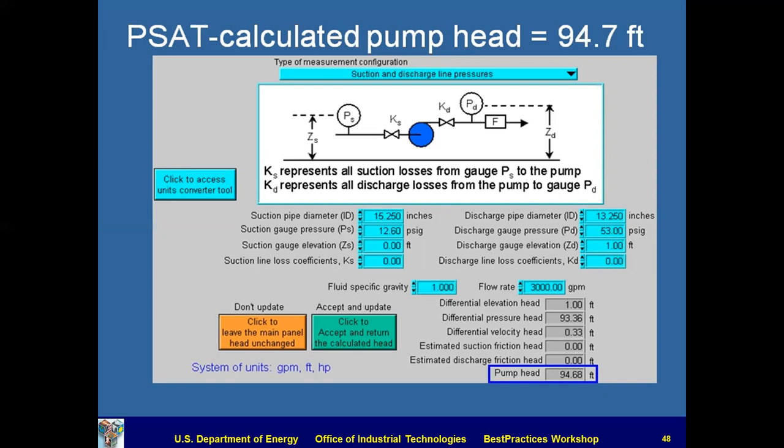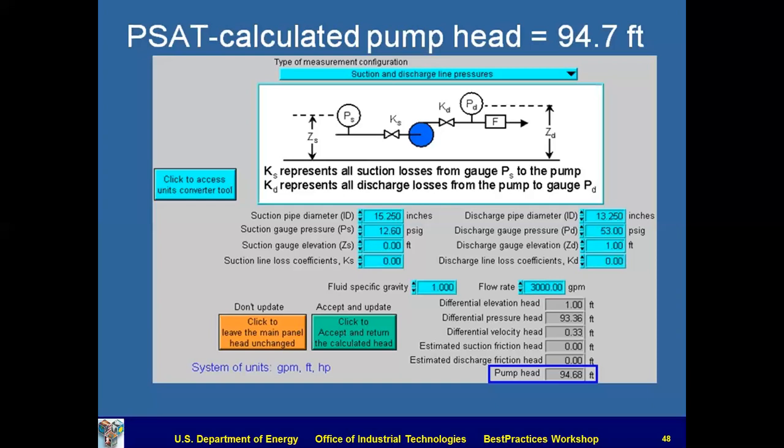We put in our gauge pressures, 12.6 and 53. The discharge gauge is 1 foot above the suction gauge, and we have no fittings in between the gauge and the pump connections. So we got a 0 on the suction line loss coefficients and a 0 on the discharge line loss coefficients, specific gravity 1, it's standard water, and the flow rate is 3,000 GPM.